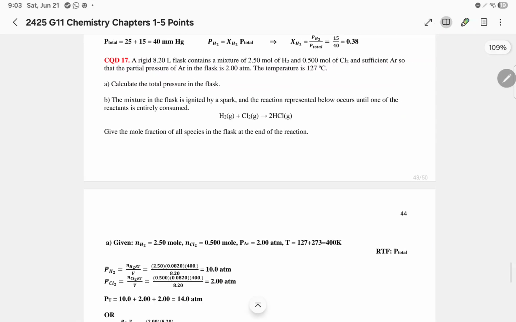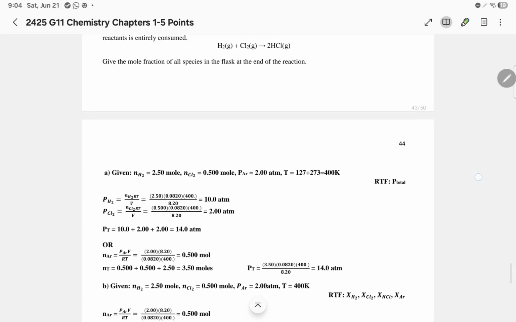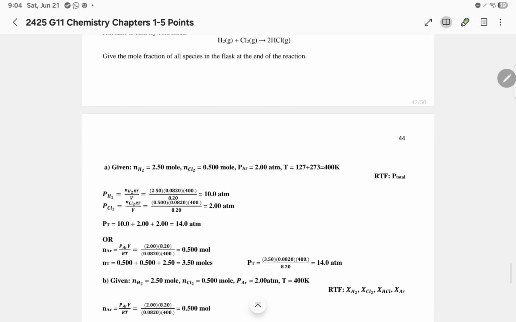Moving on, the mixture in the flask is ignited, and the reaction represented below occurs until one of the reactants is entirely consumed. Give the mole fraction of all the species in the flask at the end of the reaction. So, what we have is H2 plus Cl2 equals 2HCl.